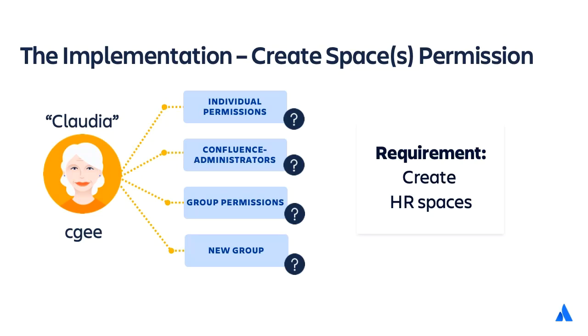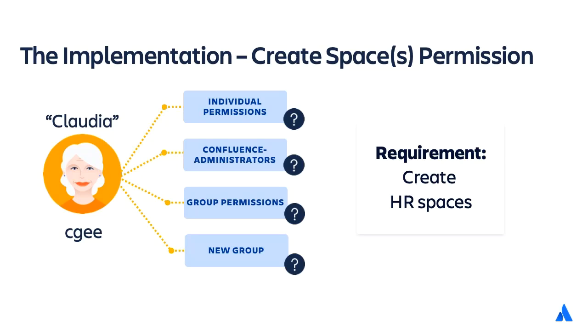Let's consider how we would grant Claudia the Create Spaces global permission. We could grant the permission to Claudia as an individual user, or we could grant her membership in the Confluence Administrators Group, which is granted that permission by default. We could also grant the global permission to a group that Claudia has membership in. Let's consider each option, starting with granting the permission to Claudia as an individual user.